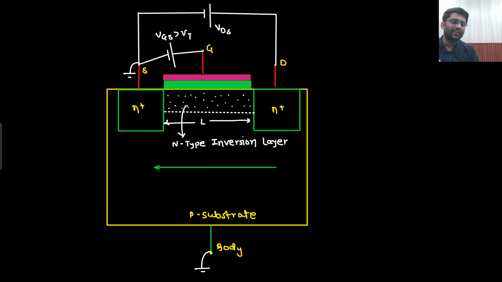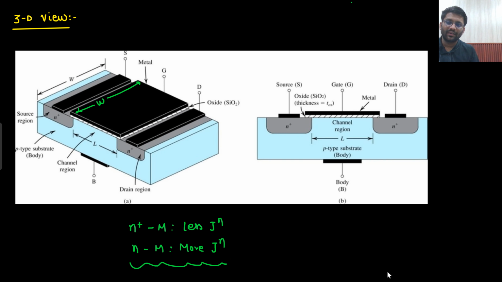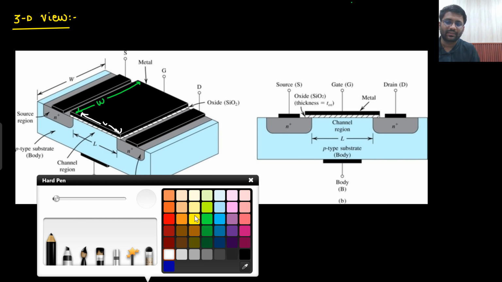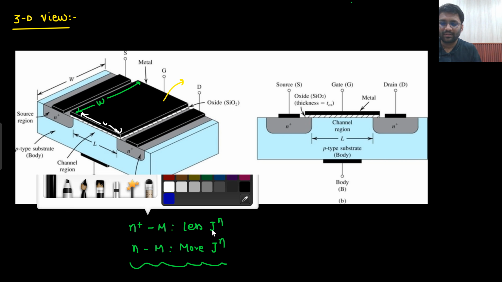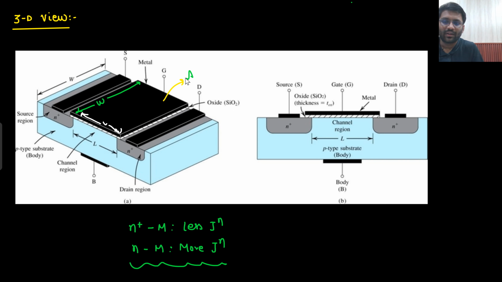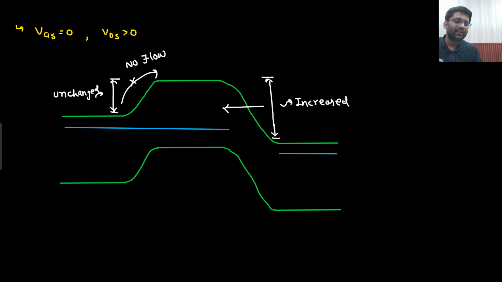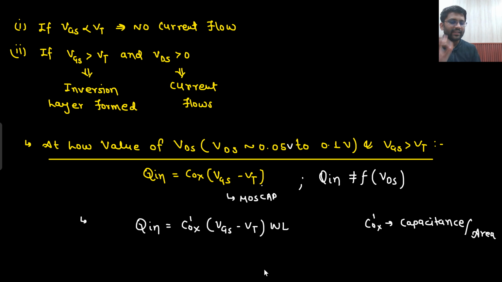So what will be the area? Area will be W multiplied with L. This will be the area of your oxide layer. So the cross section area is W into L. In your whole MOSFET, even in the examination as well, your capacitance would always be mentioned in farad per centimeter square. So here I have multiplied with the area.